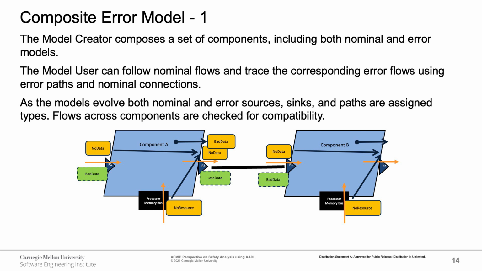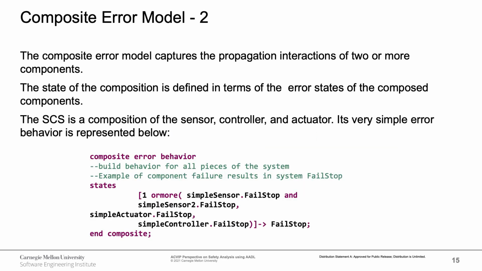The error model Annex provides a set of available error types to choose from, but the error model is extensible, so you can derive new error types that more closely fit your domain. The composite error model captures the propagation interactions of 2 or more components. The state of the composition is defined in terms of the error states of the composed components.